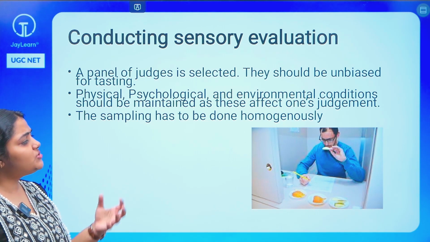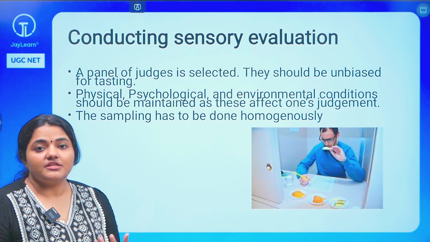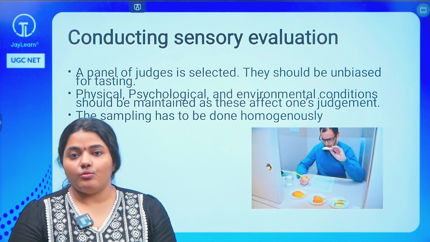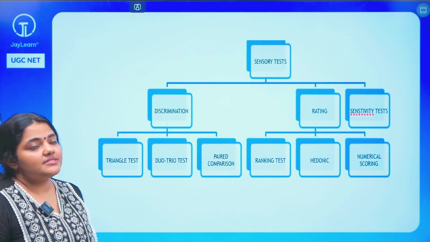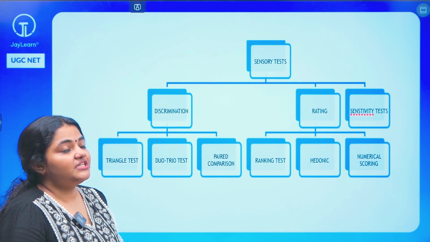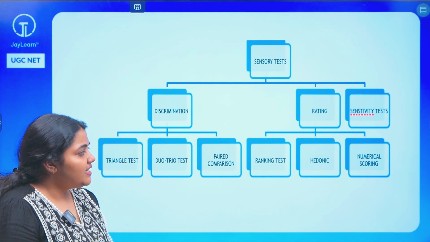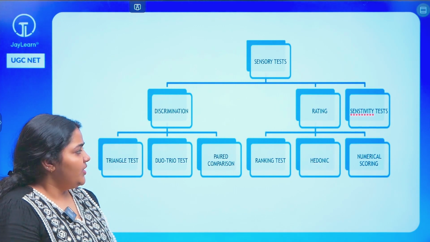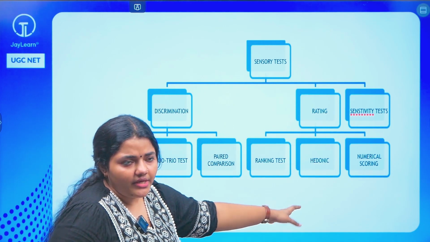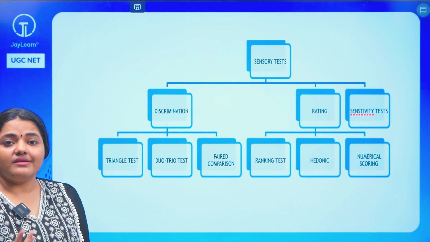Homogeneous sampling should be done, as you can't give different concentrations of sample. All the concentrations of that food sample should be homogeneous. So in sensory evaluation or subjective assessment, there are 3 different types of assessment. One is discrimination, second one is rating, and third one is sensitivity test. You might be familiar with certain ones like ranking test and hedonic, but these are basically done at an industry level or when you're doing a research program.